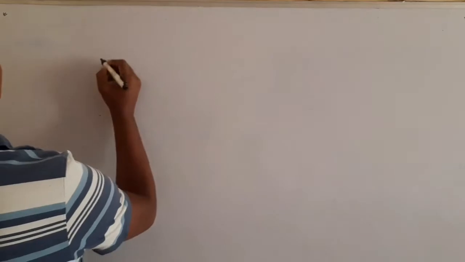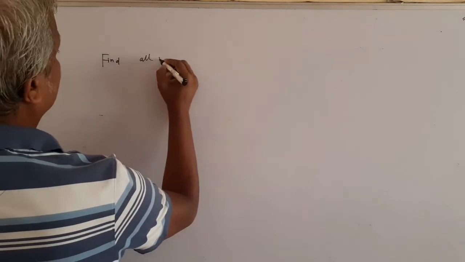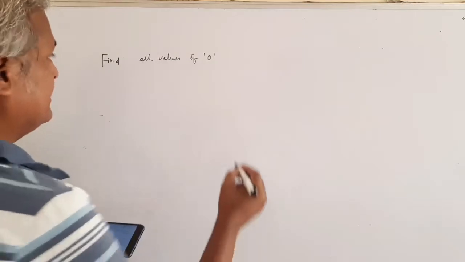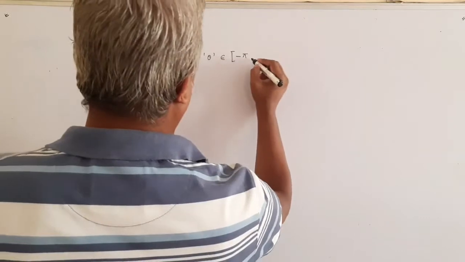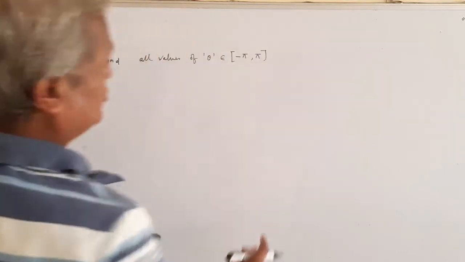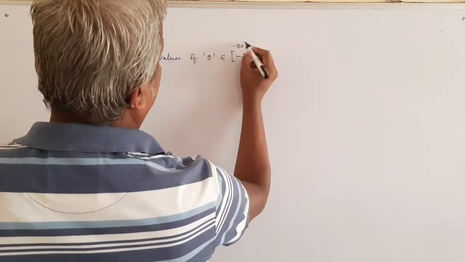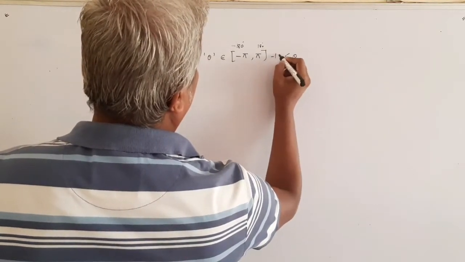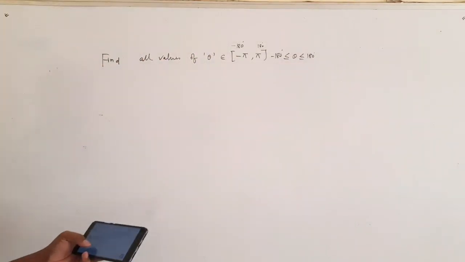The question goes like this: find all values of theta belonging to the closed interval minus pi to pi. Those who understand degrees can say it's minus 180 degrees to 180 degrees included, meaning theta can be minus 180 degrees and also 180 degrees.